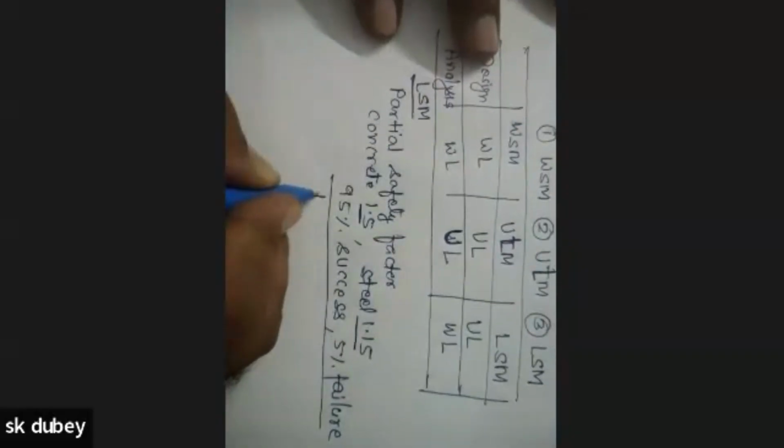The same thing we use for characteristic load and characteristic strength. fck, you know, is the characteristic strength of concrete. This notation we are using.